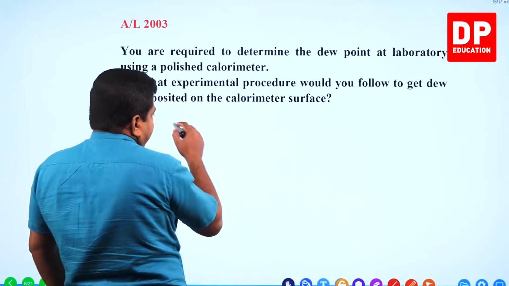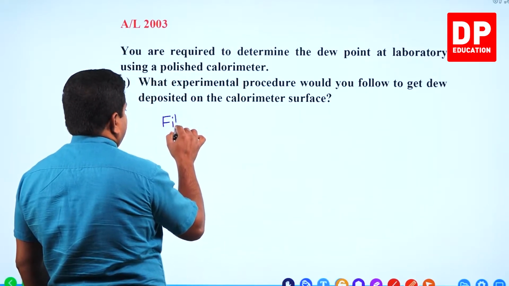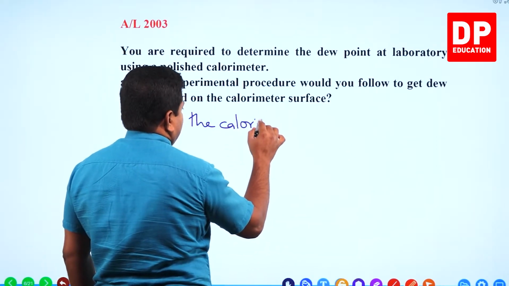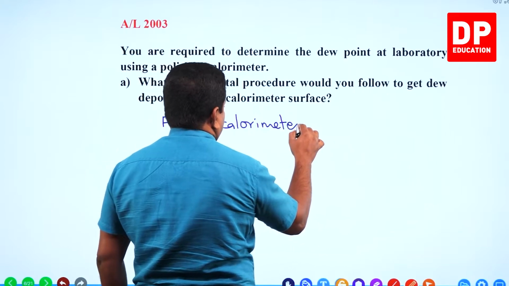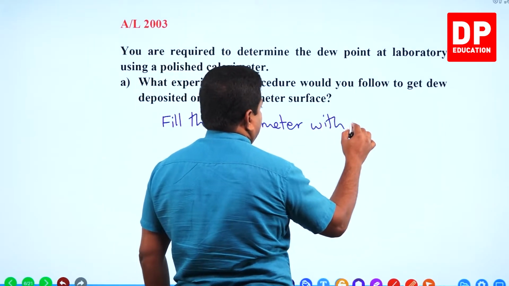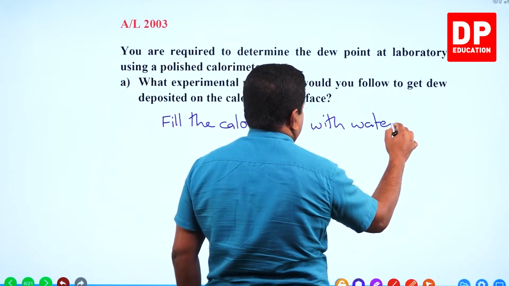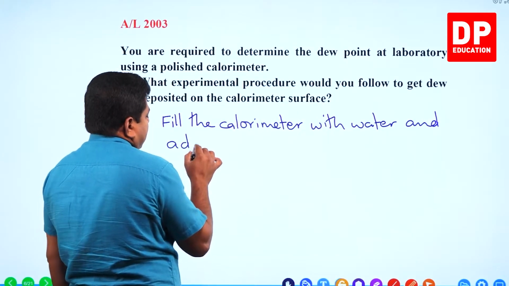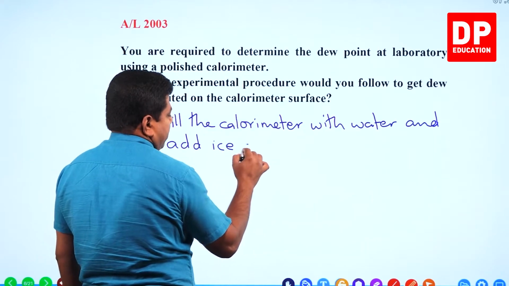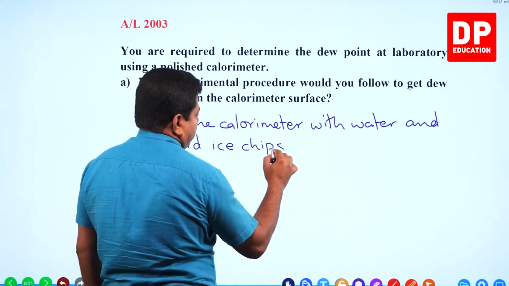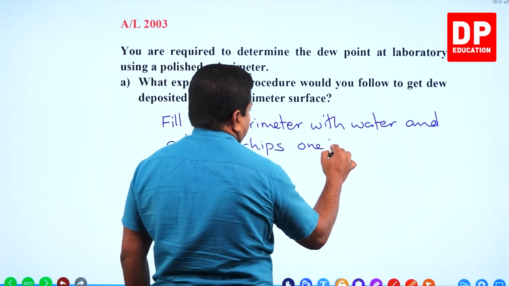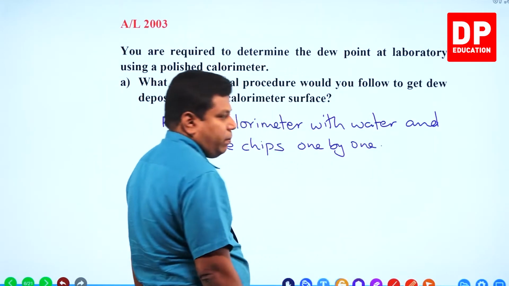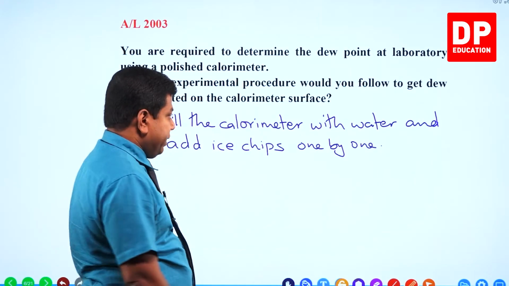Let us write that. Fill the calorimeter with water and add ice chips one by one. That is how we got to the dew point.